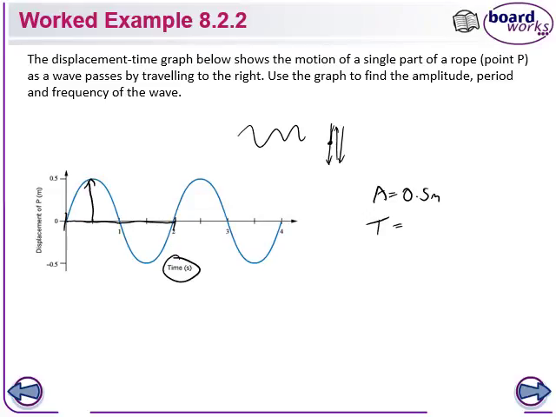So our period in this case is the amount of time for one full wave. So we can see it is 2 seconds from our graph. Now, from that formula on the previous slide, frequency is equal to 1 over the period. So 1 over 2, so our frequency is 0.5 hertz.